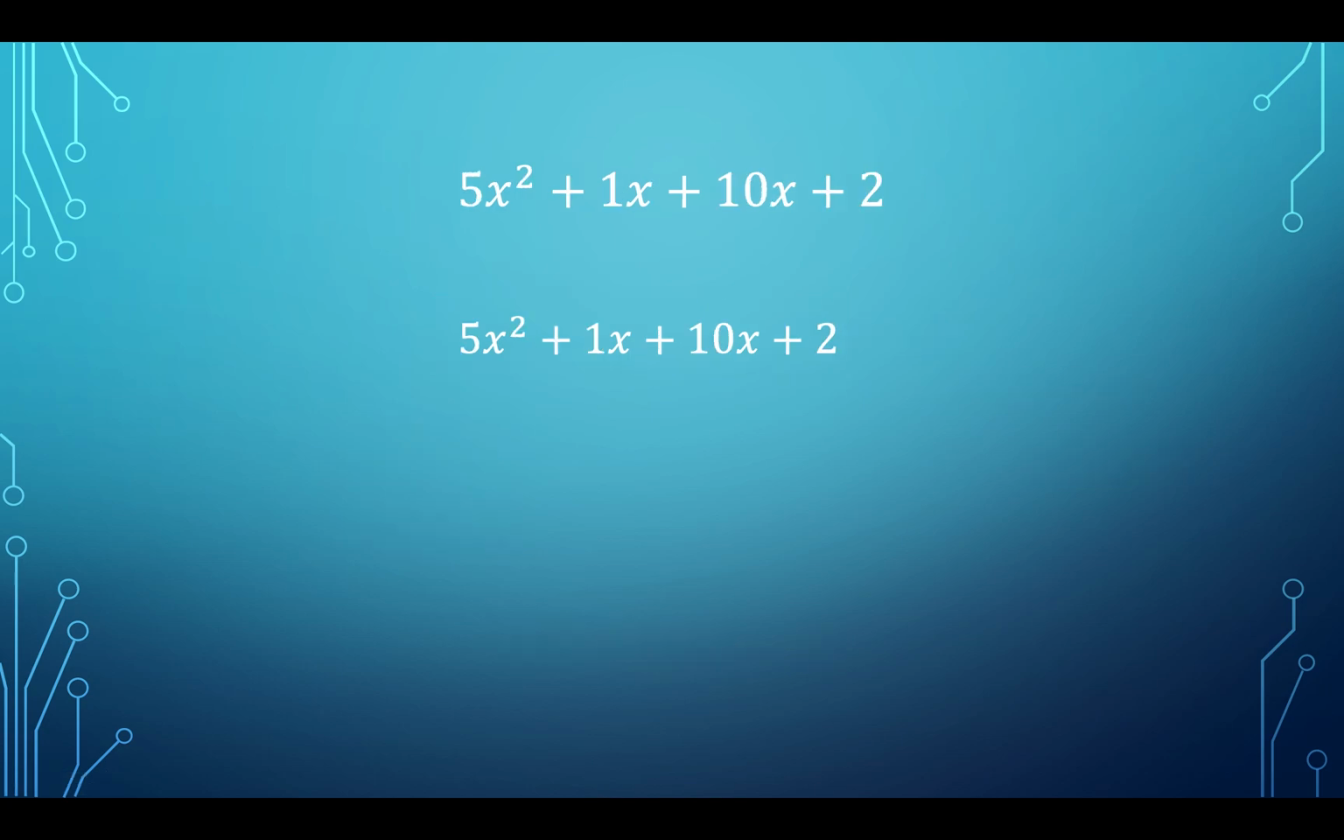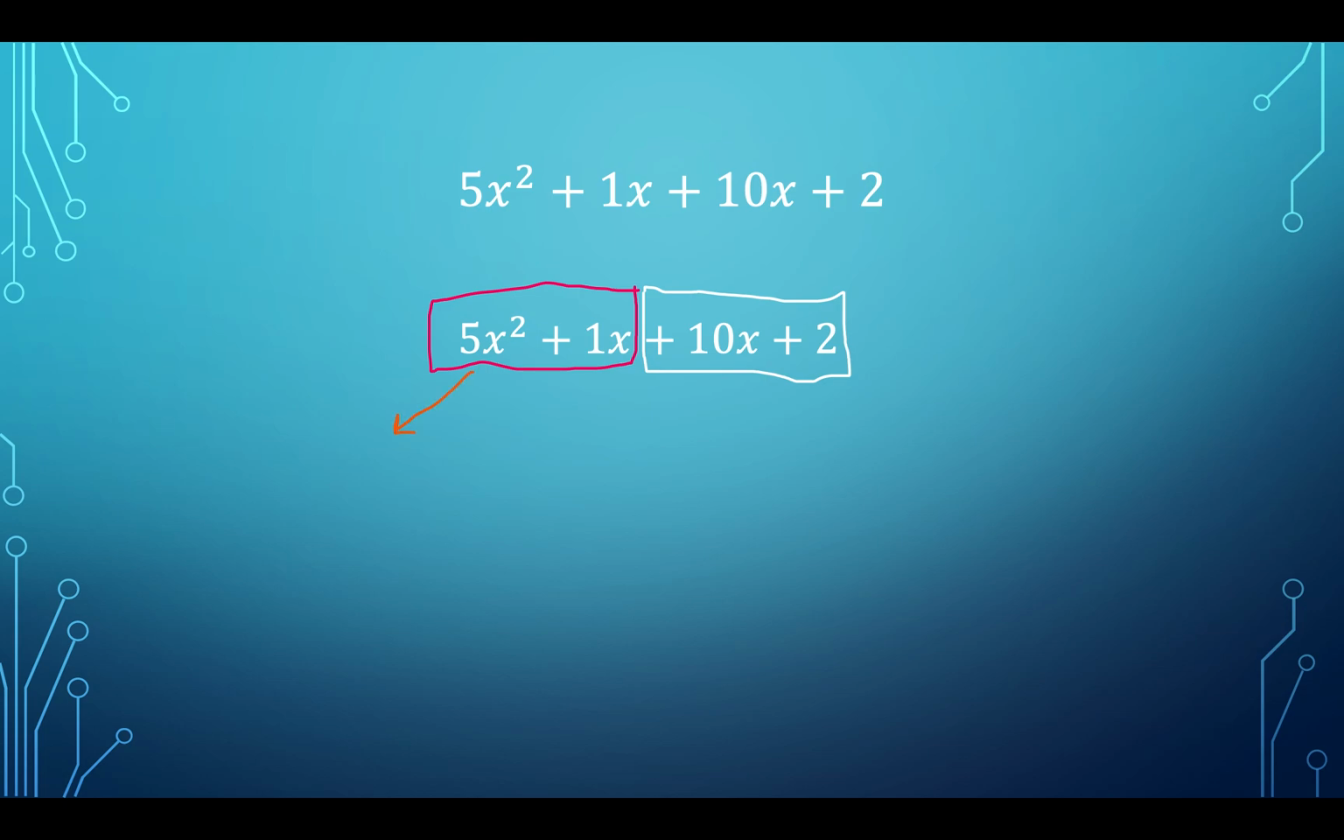Let's try the next one. We have 5x squared plus 1x plus 10x plus 2. First things first, break it up into two separate problems. We have 5x squared plus 1x in the pink box, and then we have plus 10x plus 2 in the white box. First thing, what are we going to do?